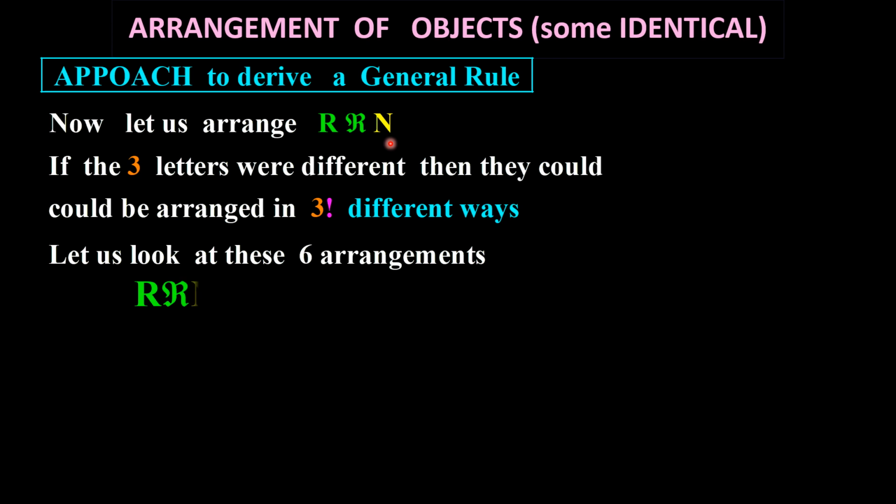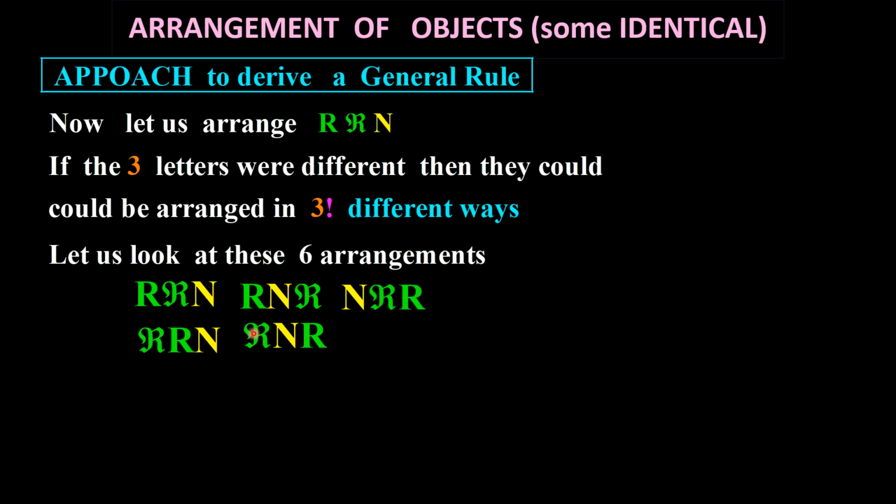Let's look at the first one. I can have an R and an R and an N, right? First 2 R's and then an N, but let's switch around those 2 R's. And then we can have an R and an N followed by another R. Let's switch around those 2 R's. Okay, or we can start with an N. We can have an N and an R and an R, and let's switch around that. So if you look at that, there we see actually 6 arrangements.